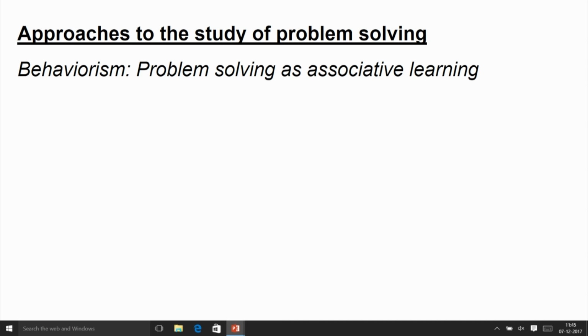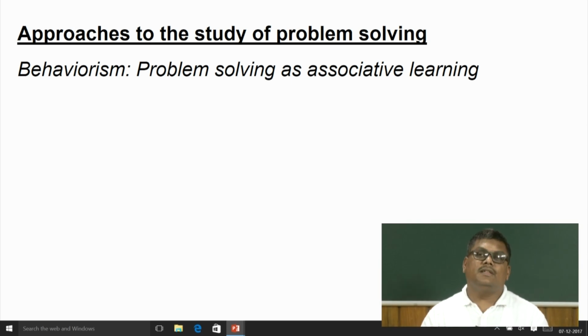So, how do I solve a problem? What are the various approaches to solving a problem? There are several approaches to solving a problem. For example, the first approach is behaviorism, solving problem as associative learning. So, two approaches I will describe here. One is the Gestalt approach, the other is the behavioral approach. This comes from the first section itself, Introduction to Cognitive Psychology, where we saw what is behaviorism.